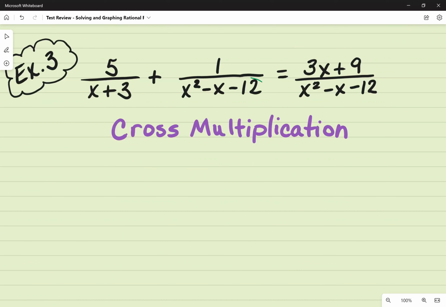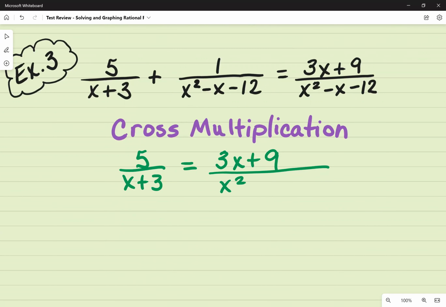Since I have a fraction on one side and on the other side that have the exact same denominator, I would put them on the same side. And if I did that, I have to make sure to change the sign of the one I'm moving. So I'm going to move the one on the left to the right, and I'm going to end up with 5 over x plus 3, set equal to 3x plus 9, which is already over there, all over x squared minus x minus 12.